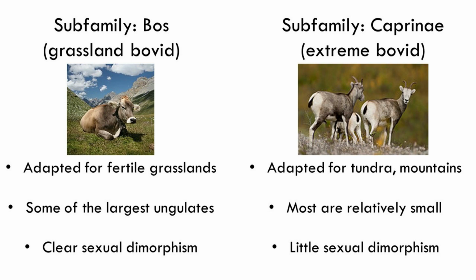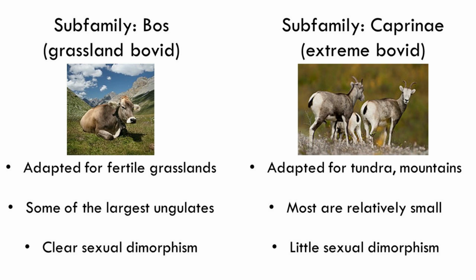In contrast, Capernae are extreme bovid. They have many different traits that separate them from Bos. For example, they are adapted for a pretty rugged lifestyle, generally living in places like tundra or mountains or deserts where just getting from place to place can be quite a challenge. And there isn't a lot of food, right? So in places where they don't have a lot of food, it is highly advantageous for them to be relatively small. They don't have the caloric intake to support a large body mass.